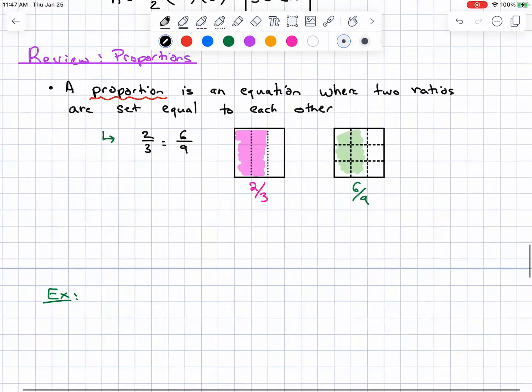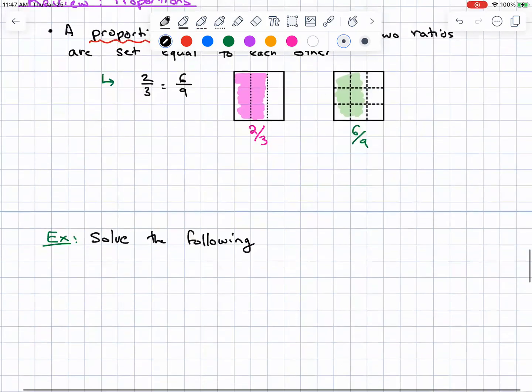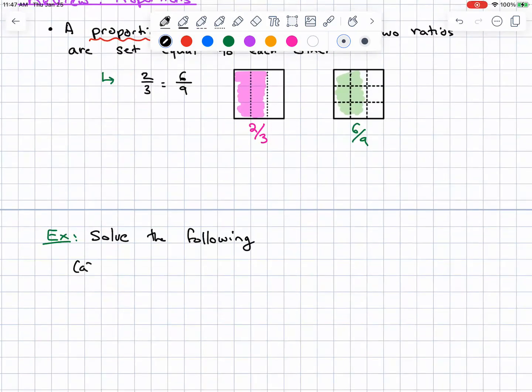So we're going to solve the following, and you'll see why we're doing this in just a moment, because we're going to talk about similar triangles in just a little bit. Part A will be 4/12 equals x/9. And part B will be x/20 equals 6/15.